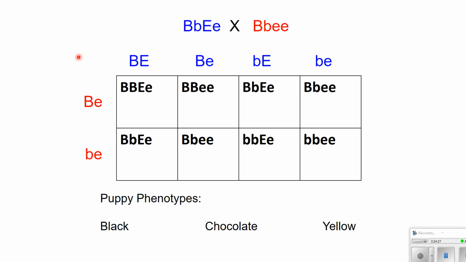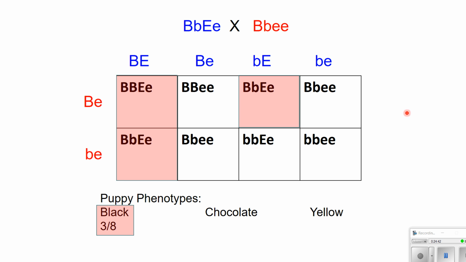And now it's just a matter of counting how many of these potential puppies are expected to have black fur or yellow or chocolate. And so I counted them up, and out of 8, I identified 1, 2, 3 that would have black fur. So that's a 3 out of 8 proportion.